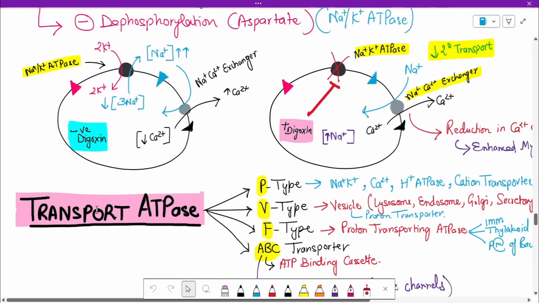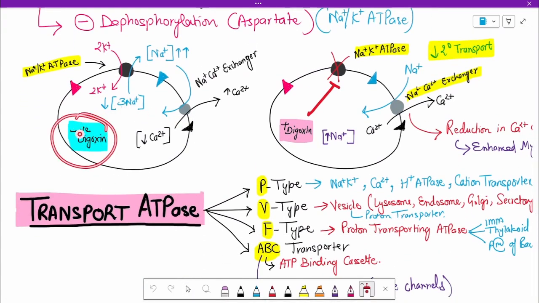Now let's see the 2 different situations. The first situation is where digoxin is not present. Okay, this is the normal functioning of myocardium. And in the second situation, we have digoxin present. This is the case we will see. But before that, in case of normal cells, we have a well functioning sodium potassium ATPase, which is increasing the sodium ions outside the cell.